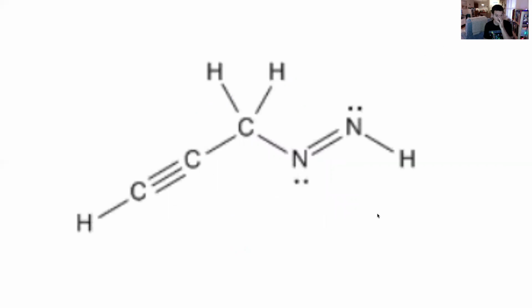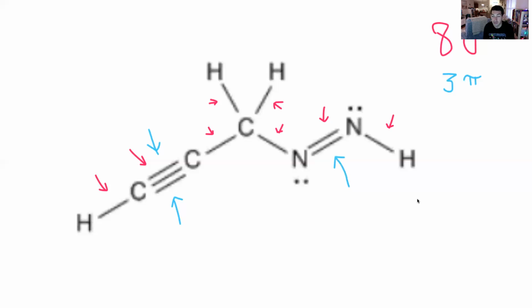We can see all different kinds of funky structures. Here, we can see the multi-bonds first. There's going to be a pi bond in that N-N bond, because it's a double bond. There's going to be two pi bonds in the carbon-carbon triple bond. Then we're going to have the rest sigma bonds. All the single bonds are sigma bonds, and the double and triple bond each have one sigma bond. So here we would get a total of 8 sigma and 3 pi.